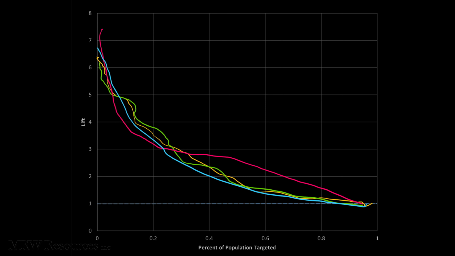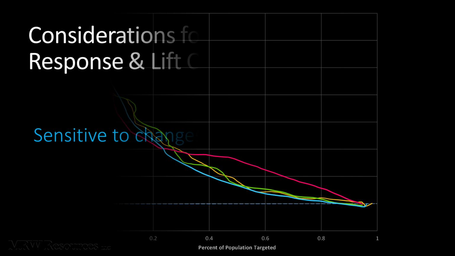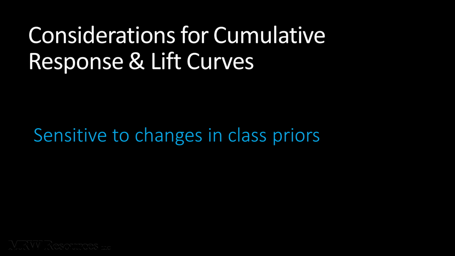Be careful and specific when claiming lift values. You might hear someone say that her model provides 3 times lift without any context. Well, which threshold does this lift occur at? It's important to note that both cumulative response and lift curves are dependent on the distribution of the training data. So the curves represent performance only for that particular distribution of cases.